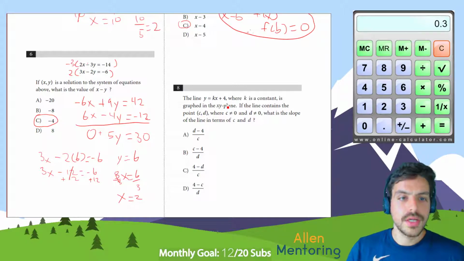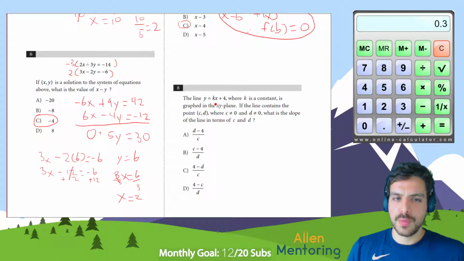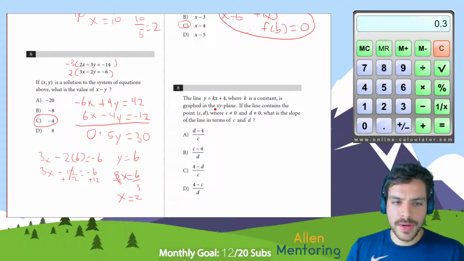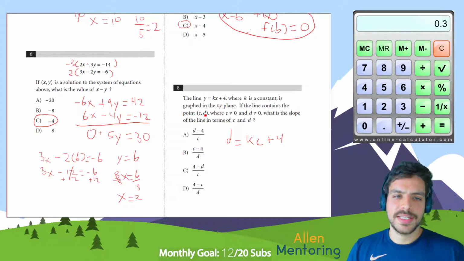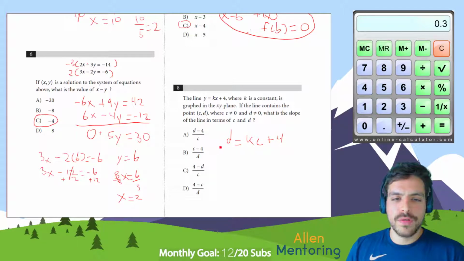Okay, very nice. So basically, all they're saying is that (c, d) is a point on a line, right? And we know that (x, y) is also a point on a line. So we can pretty much translate (c, d) and replace it with (x, y). So if I rewrite this equation, we could just say that d is equal to kc plus 4, right? All they're saying is that (c, d) is basically like our (x, y). So now all we have to do is solve for k. So how do you solve for k in this case?